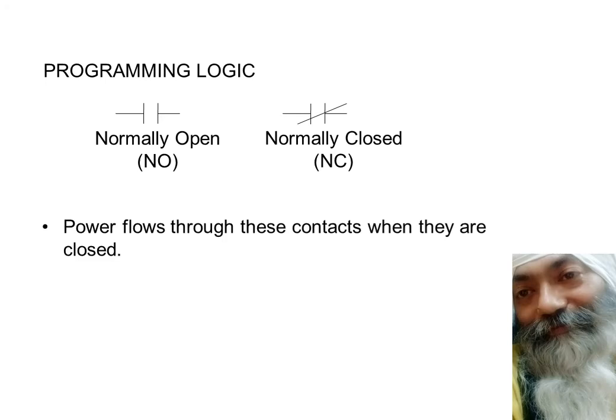We will see what the meaning of true and false is over here in the subsequent sections. When the power flows through these contacts, when they are closed, so when it's normally closed, it means that power is going to flow through it when it is not energized. Only when it gets energized, it becomes open. Normally open is the one which, when it is de-energized, is not going to allow any power to flow through it.